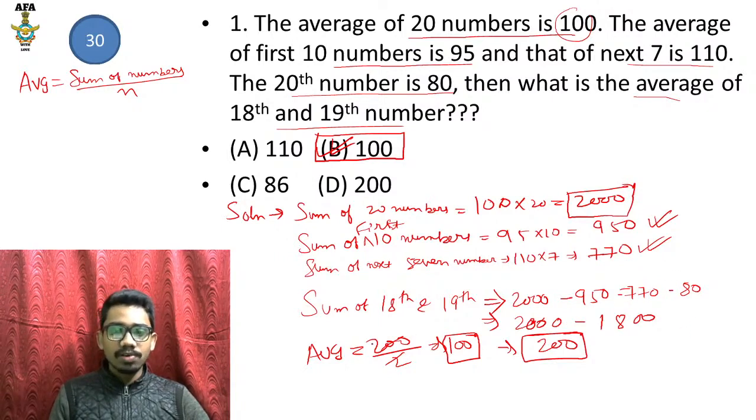And for the average, what will I do? Sum of numbers divided by the total number of terms. So the total number of terms is 2. So I just divided it by 2 and I got the average. I hope this is clear to everyone. Clear, guys?